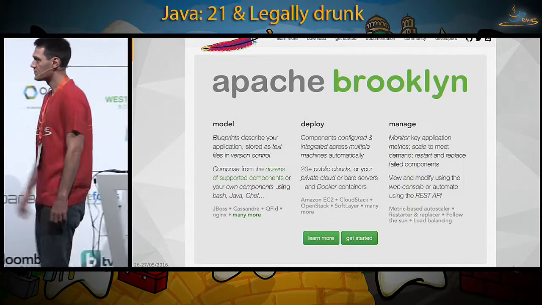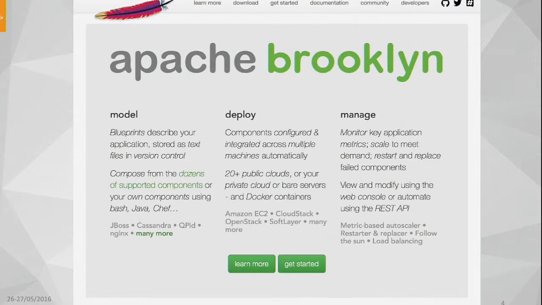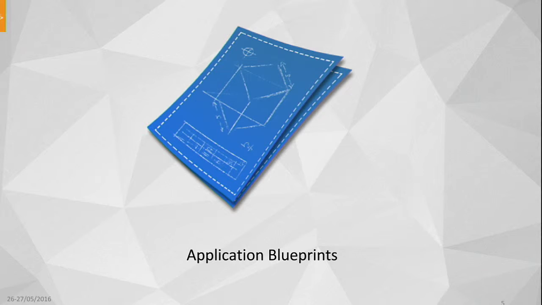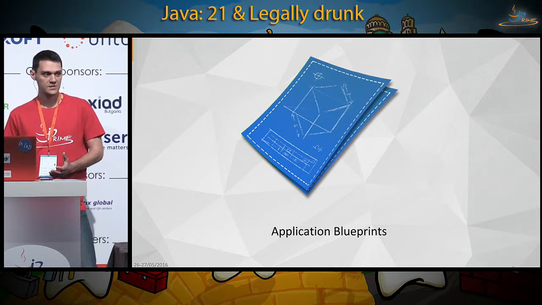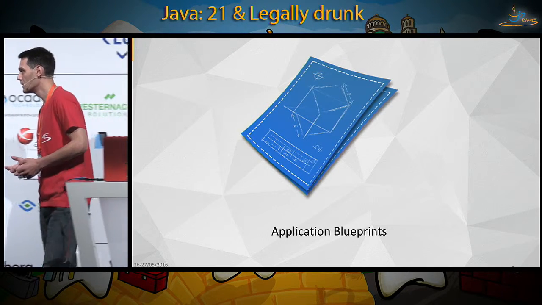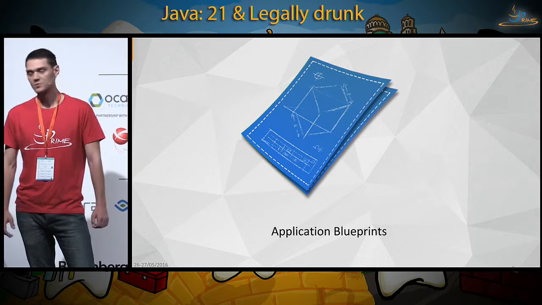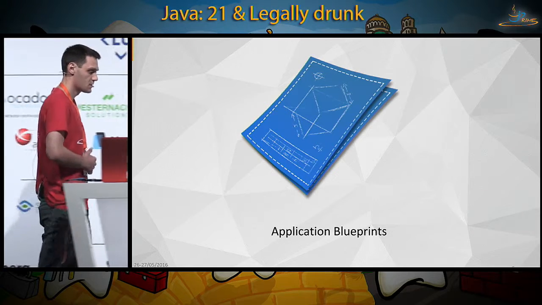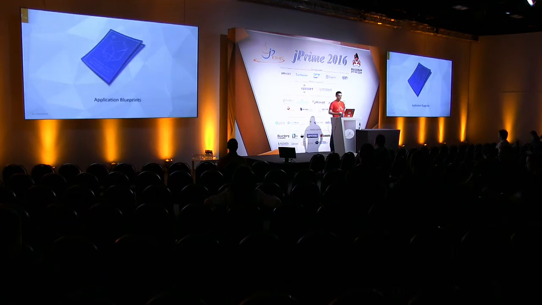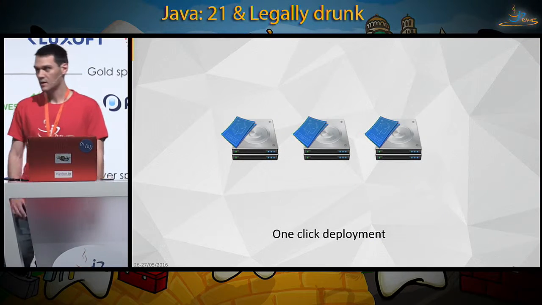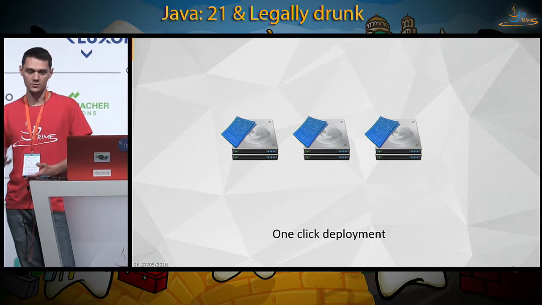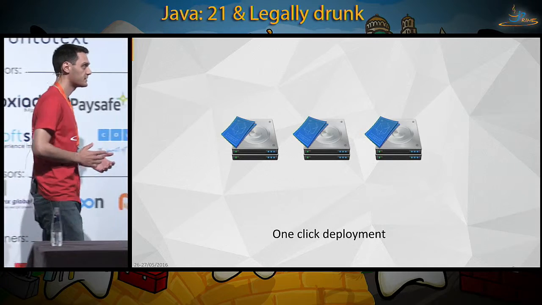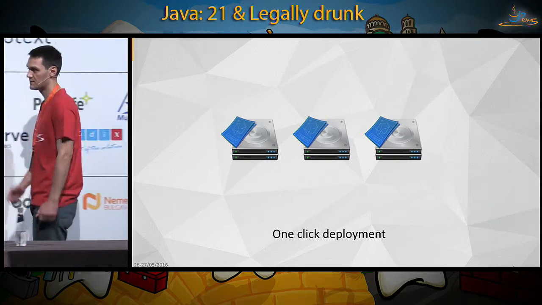This is the homepage of the project, where you see the three pillars of Brooklyn. Model, deploy, and manage. You start with an application blueprint where you describe your application and its behavior in the cloud. It's a normal text file or a collection of text files which you can put alongside your normal application source code. So you can source control them and all the good stuff you do with your source code. So you take these text files and with one click you deploy them. You can do that through the web user interface, you can do that through the command line client, or you can just curl them through the REST API.